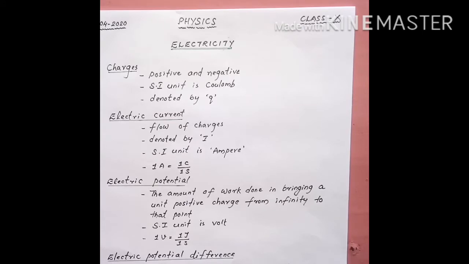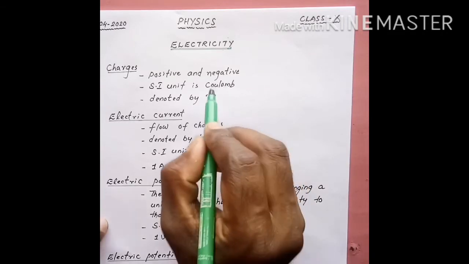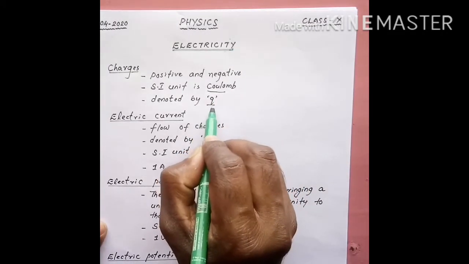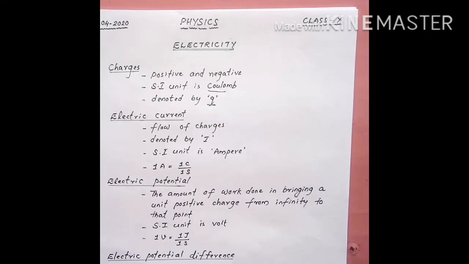In this chapter, we have to understand the SI unit of charge. The SI unit of charge is the coulomb. It is denoted by the letter Q. Right?